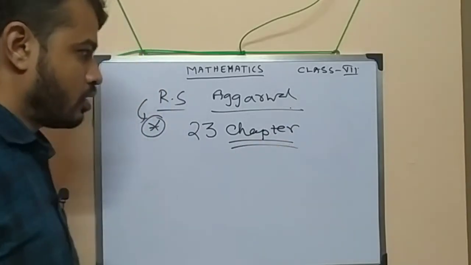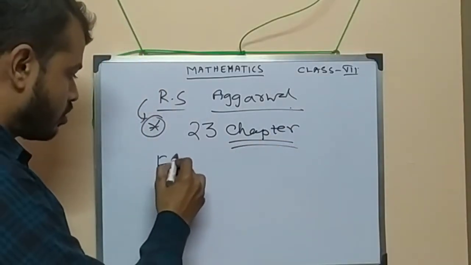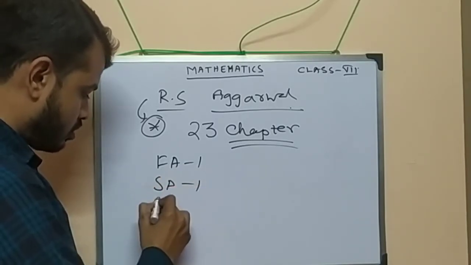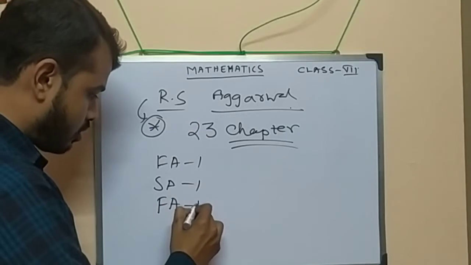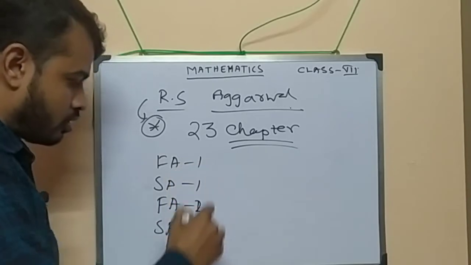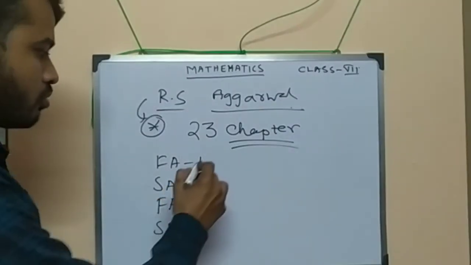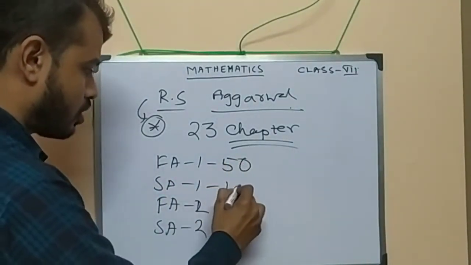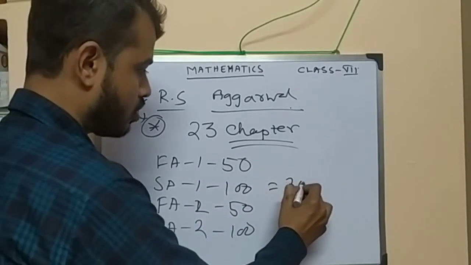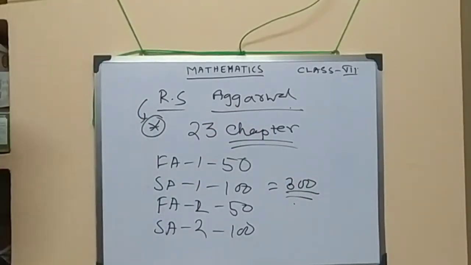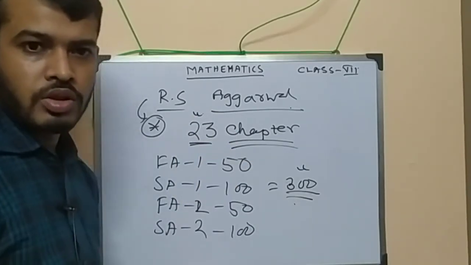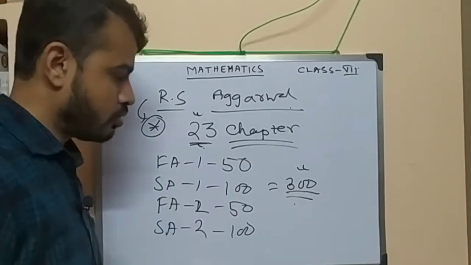Since in class 6 there are 4 exams, in class 7 we follow the same process, and there are also 4 exams. This is for 50 marks, this is 100 marks, this is also 50 marks, this is 100 marks. So total 300 marks. For 300 marks we learn about 23 chapters and we also complete these chapters.